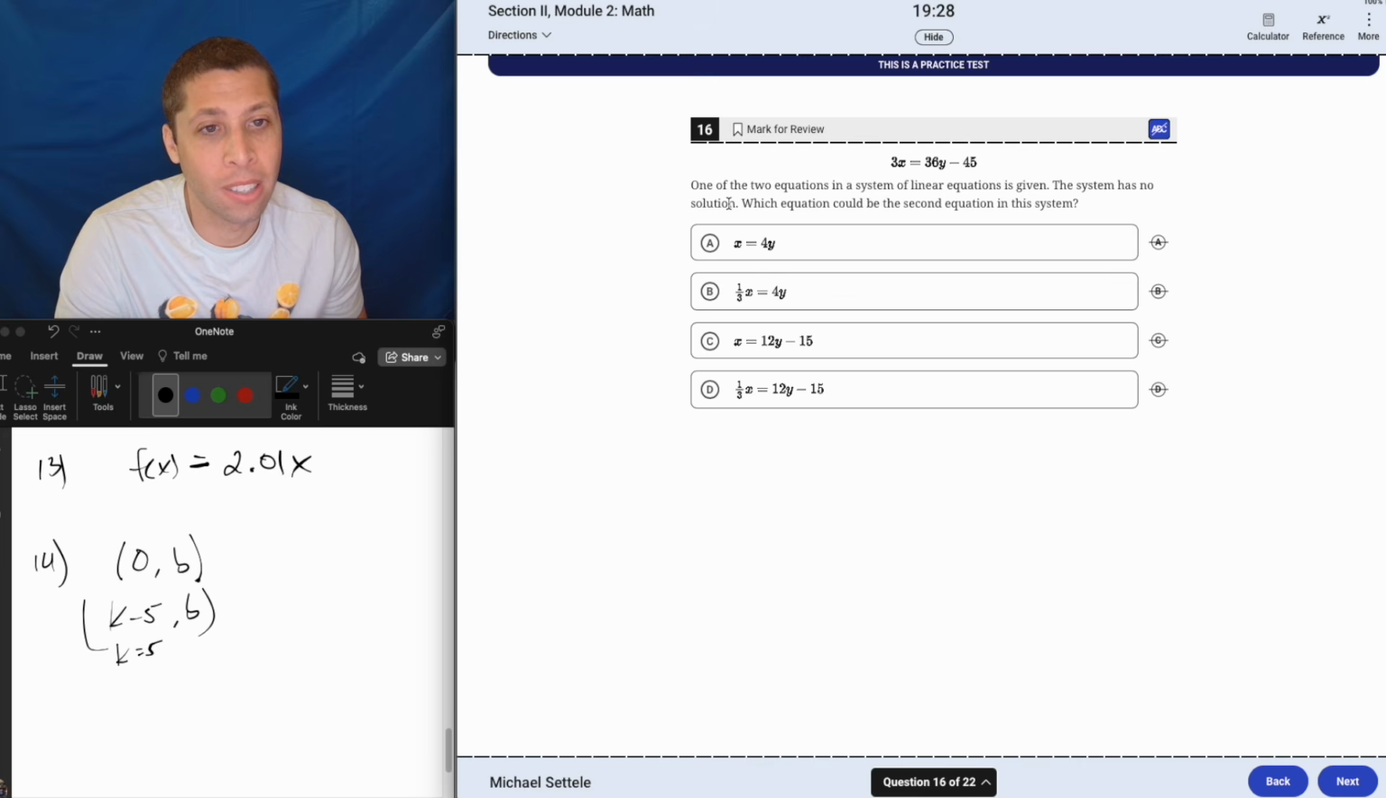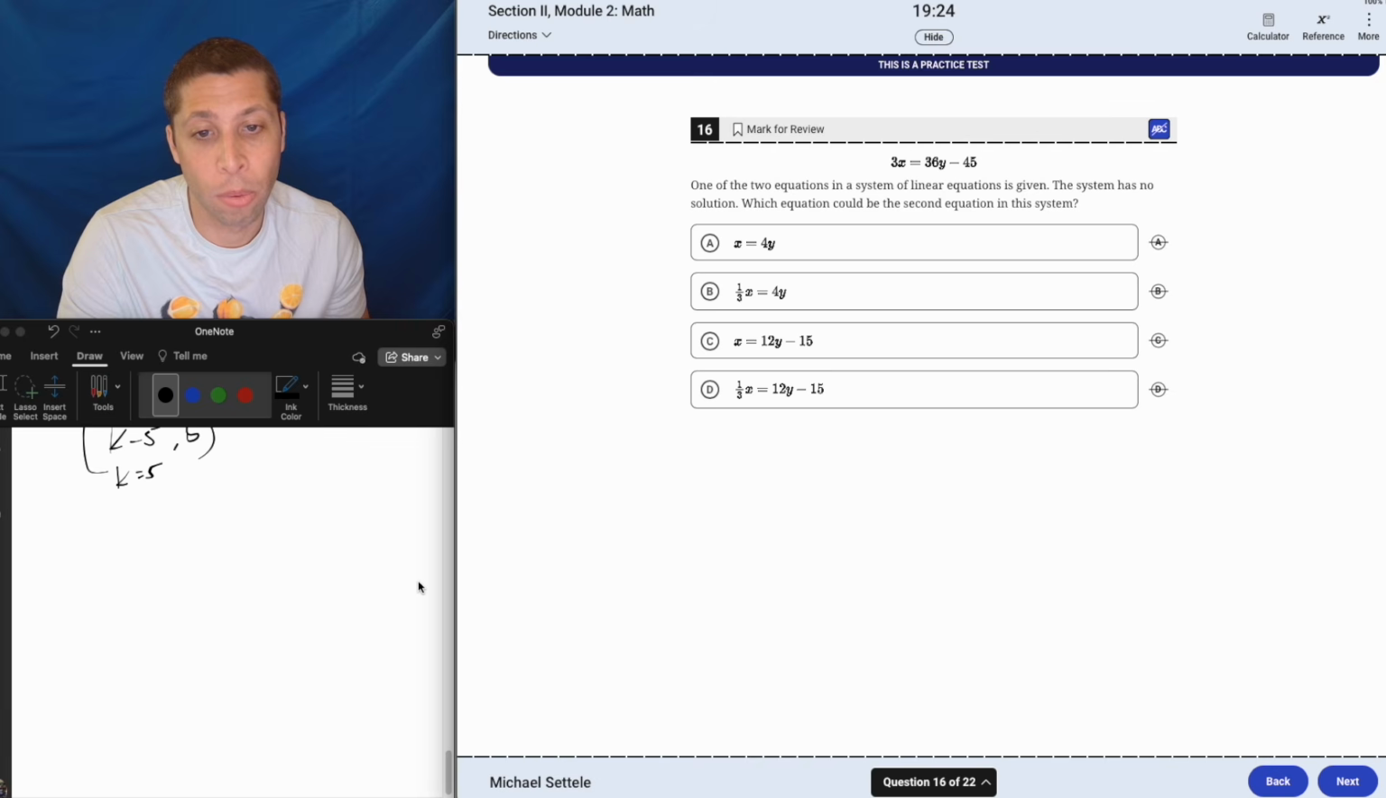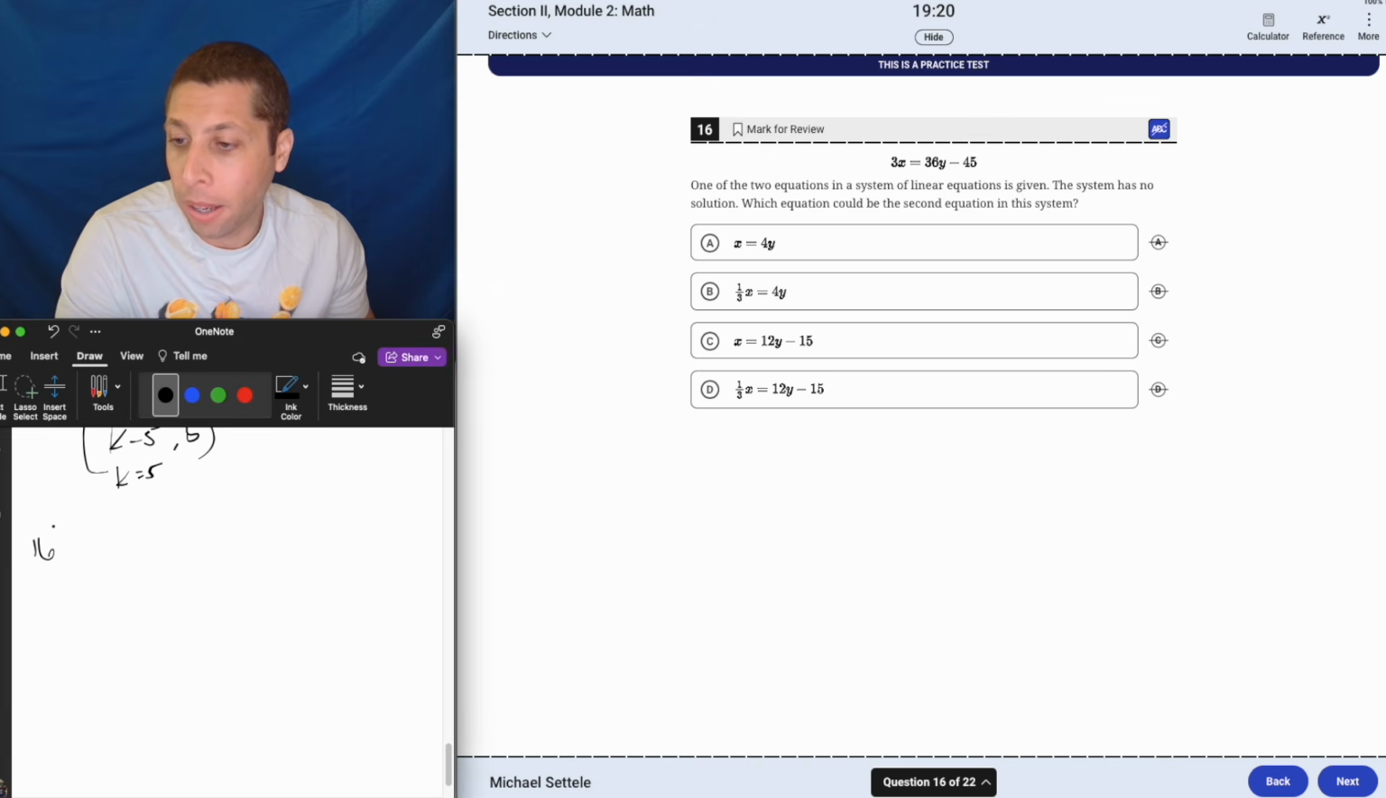One of the two equations of the system is given. The system has no solutions. So which of the following could be the second equation? We could graph this, no problem, but this is so easy to manipulate. If they have no solutions, then they need to have the same slope and different y-intercepts. So 3x equals 36y minus 45.